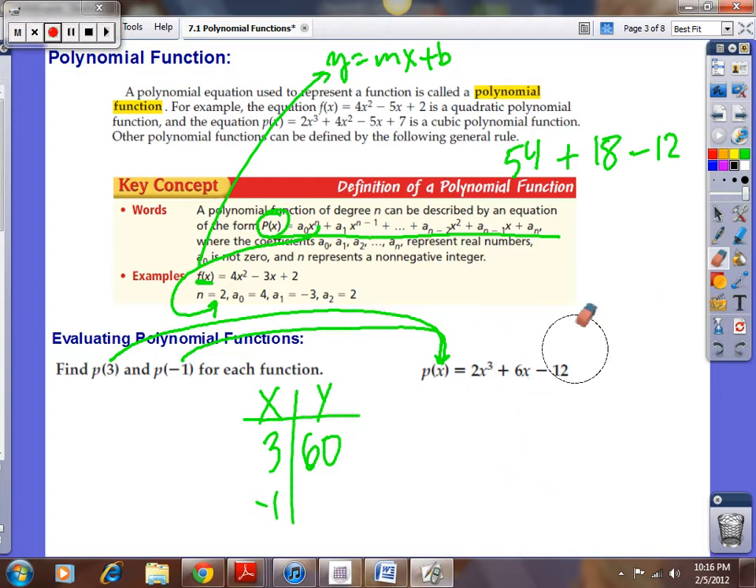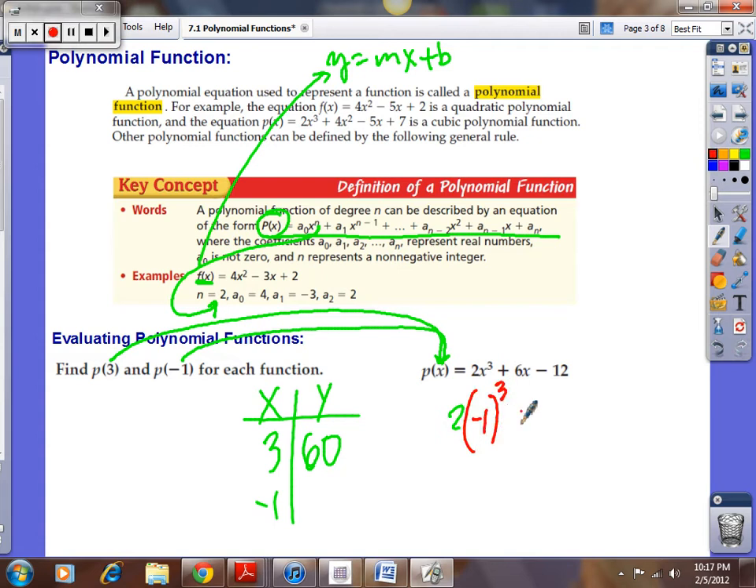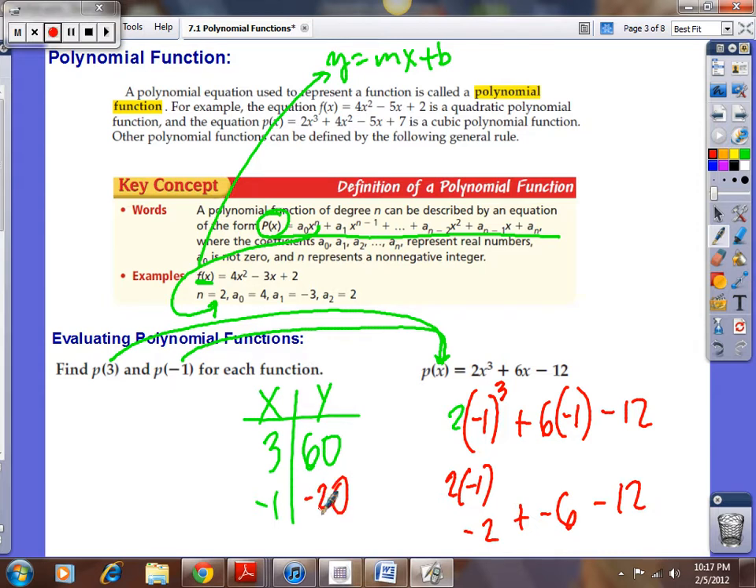Okay, let's try. Let's sub in -1. Okay, now this is going to get tricky. 2 times, let me change colors, 2 times a -1 cubed plus 6 times a -1 minus 12. So you got to do the exponent first. You have to do -1 times a -1 times a -1, which is going to be a -1. 2 times a -1 is just a -2, so we're going to have a -2 plus a -6 minus 12. And I think a -2, a -6, and -12 is a -20. So your answer is going to be written like this. P of 3 is going to give me 60, and P of -1 is going to give us a -20. So that's how we write it.